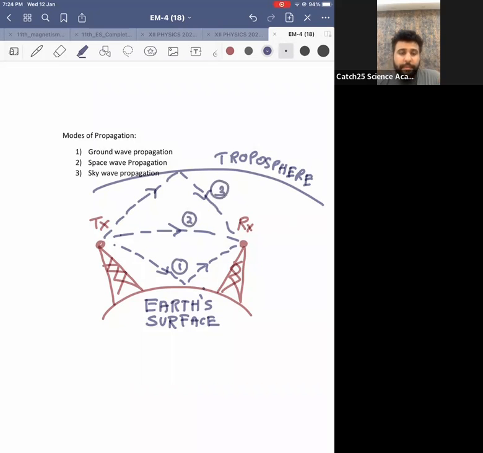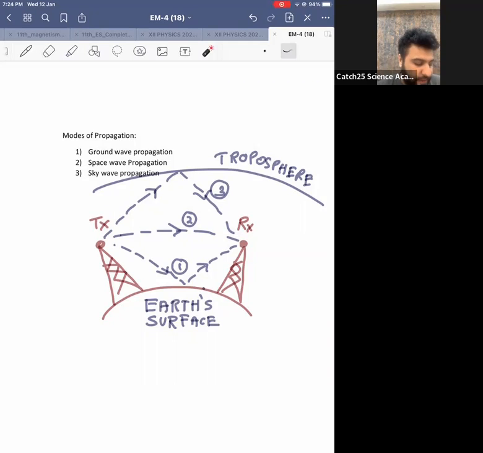See, I've drawn the diagram of space wave propagation. Now there are three cases. Can you look at the diagram and tell me what is space wave propagation? The starting is the same: radio waves travel from transmitting antenna to receiving antenna.